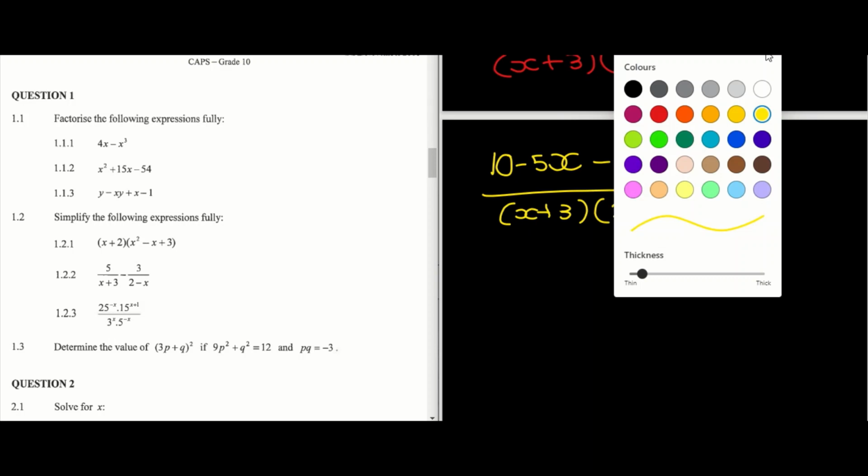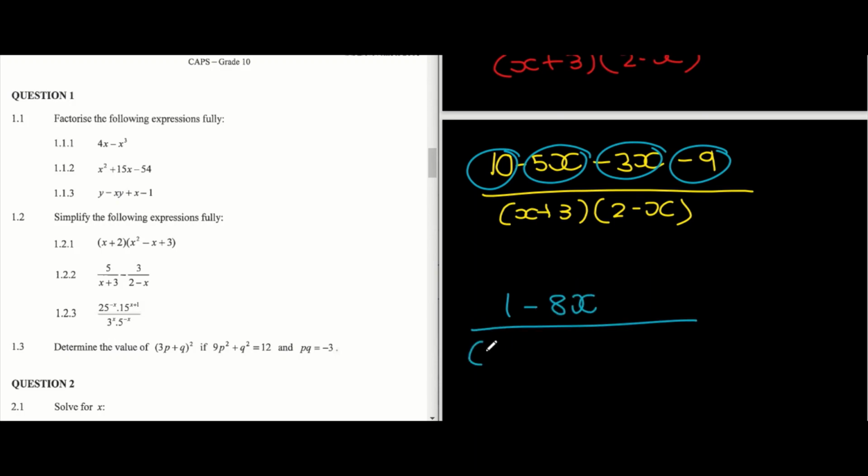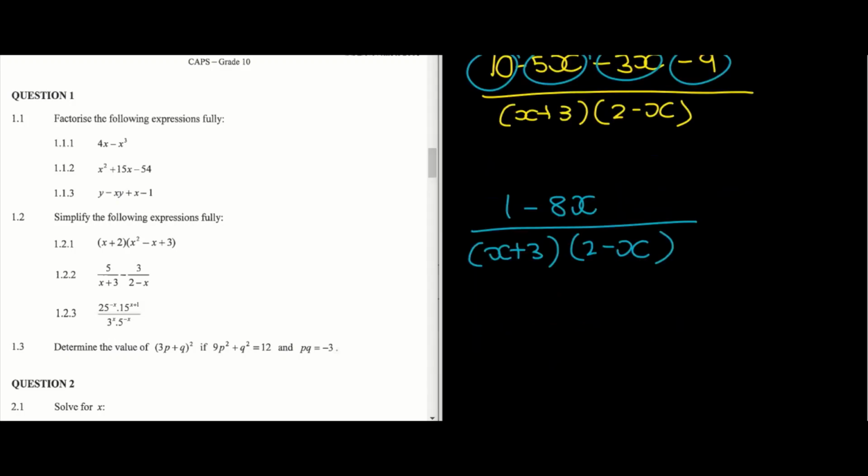Let's then see if we can simplify the top at all, so we can actually sort out these numbers. So we can go 10 take away 9 is 1, so that's our new number value there. And then negative 5x, negative 3x, so that's going to give us negative 8x. And at the bottom, we're going to have those same values, we haven't done anything to them yet, x plus 3, 2 take away x. And actually, so far, I don't think we can do anything else to that, to be honest. So that is probably as simple as that one gets. Yep, that is as far as we can go in terms of simplifying.